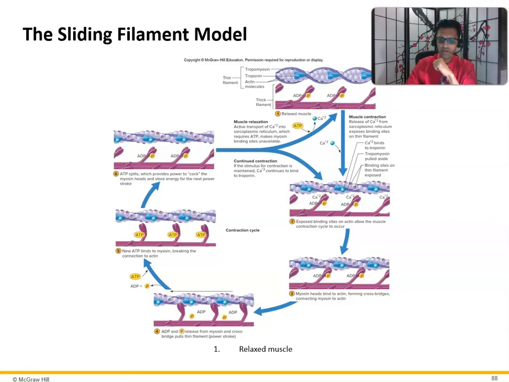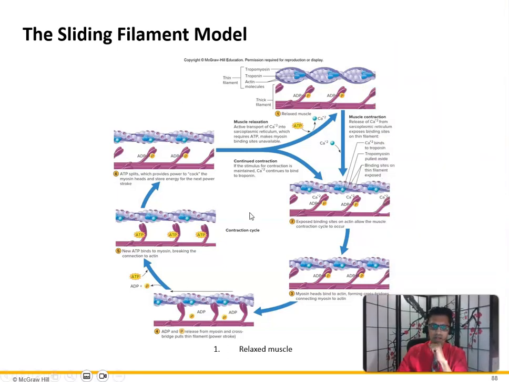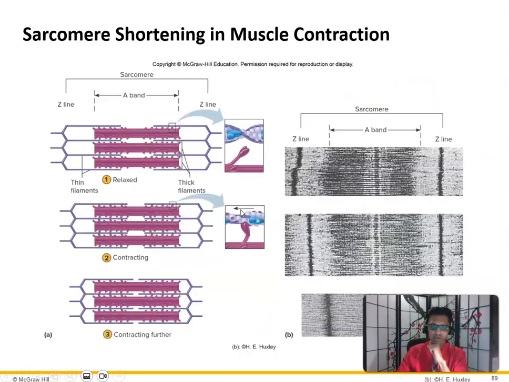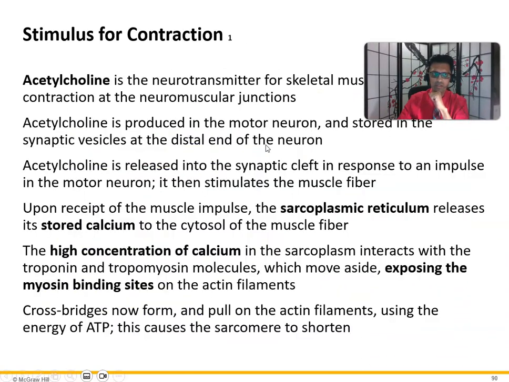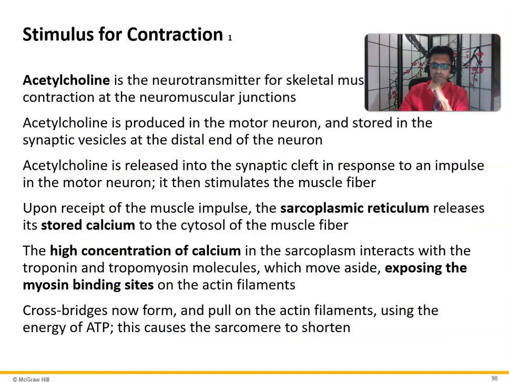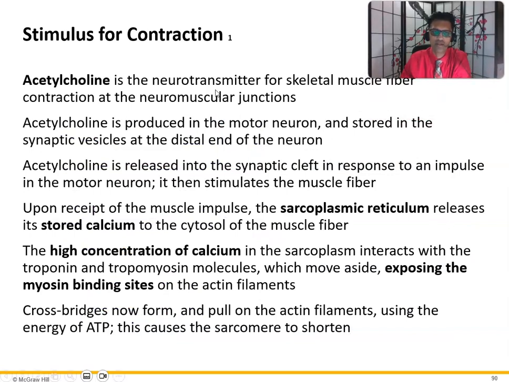Okay, this is probably hard to see on your end, so this is just from the book. That's the sliding filament model, the sarcomere contraction. The stimulus for contraction, again, is acetylcholine, the neurotransmitter for skeletal muscle fiber contraction at the neuromuscular junction.